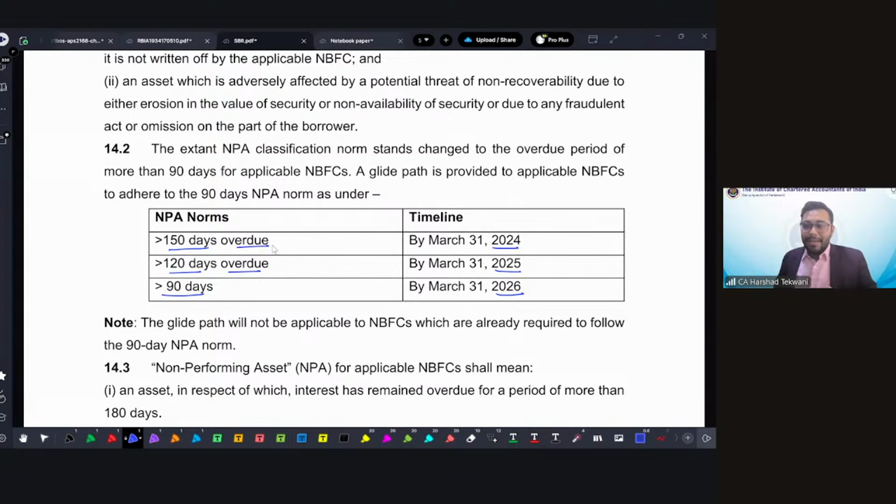That means if I'm standing on 31st March 25, and an asset has become overdue for more than 120 days, it is an NPA. But when I come to March 26, I will say that whatever asset is overdue for more than 90 days is an NPA. So there is a glide path for the NPA.